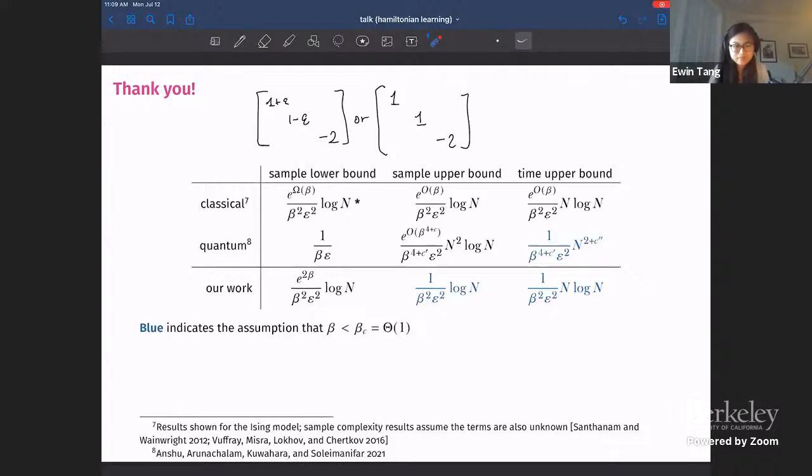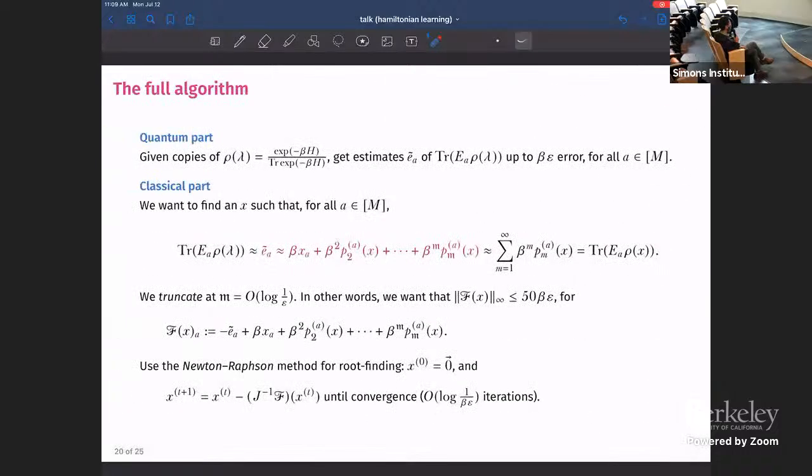Yeah. Ewin? Yeah, sorry, go ahead. I have a question about solving the polynomial equations. You use this Newton-Raphson method. How do you know that it will converge? This might be a basic optimization question, but how do you know that it'll find a solution in a certain amount of time?